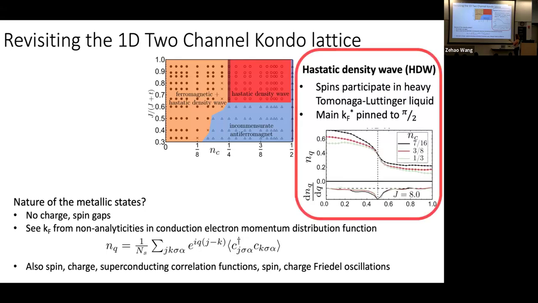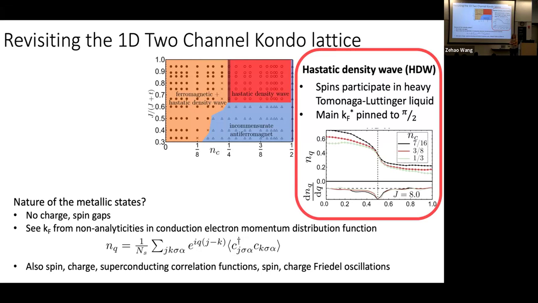So here are the non-analyticities in the conduction electron momentum distribution function in this red region for a couple of different fillings. And we see that there is a non-analyticity at this KF star, which is associated with the static density wave, and not at the light Fermi wave vector.